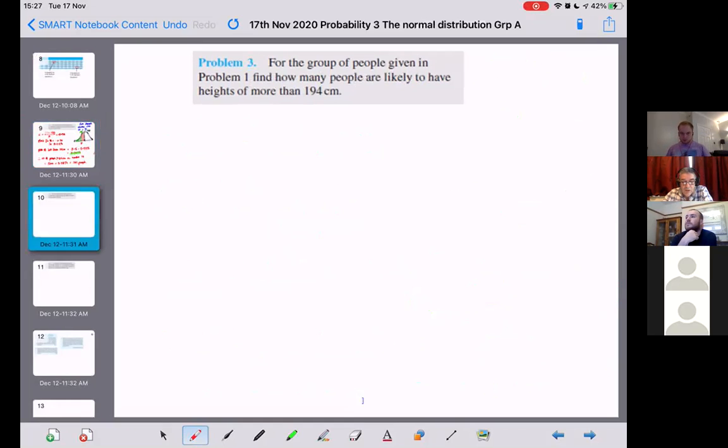Right, so we'll look at the next page, see what we've got. For the group of people given in problem 1, find how many people are likely to have heights of more than 194 centimeters. So have a go at that one. That's the opposite to what we've just done. Just like we just did, but we're on the right of the mean. So sketch out the little bell curve and find your Z value for 194. And remember that you're going to have to take that Z value away from the 0.5 to get all the people above 194 centimeters.